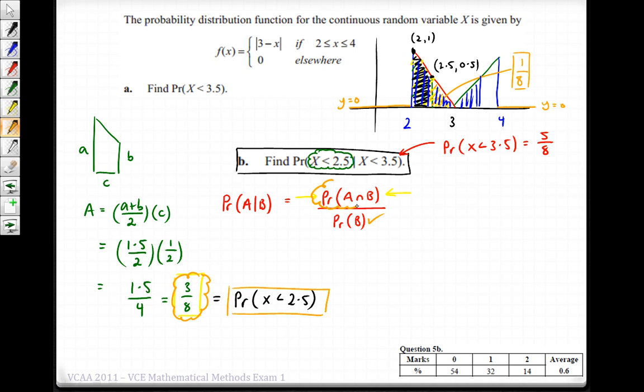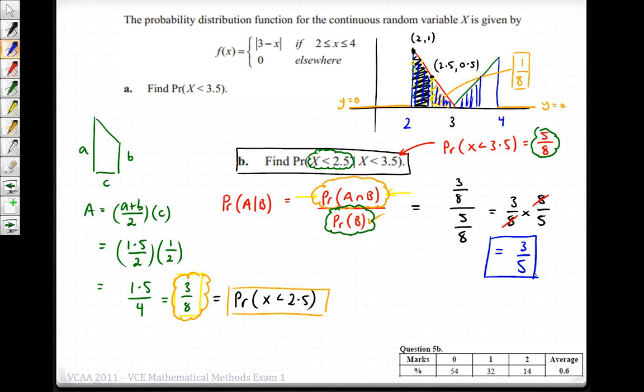That bit and that bit are the same, and we can just sub in PR of B is this 5 on 8 value. So pushing that through, we're just going to end up with 3 on 8 divided by 5 on 8 equals the same as 3 on 8 multiplied by 8 on 5. As you can see, this and this are going to cancel, meaning that our conditional probability is just given by 3 on 5. And that's the answer to this question.